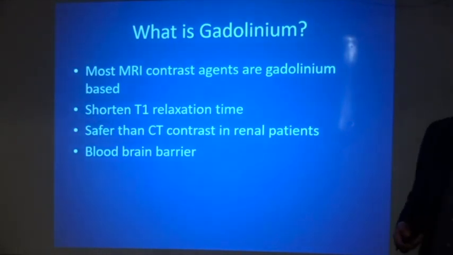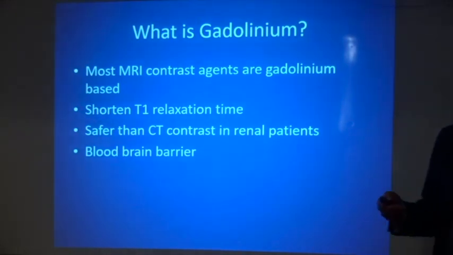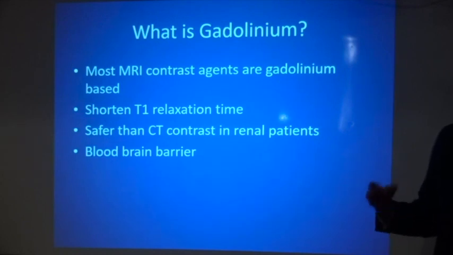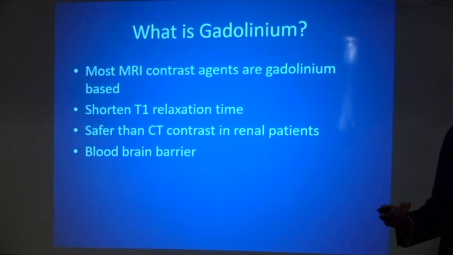So what is gadolinium? Most MRI contrast agents are gadolinium based. They shorten the T1 relaxation time. They're much safer than CT contrast in renal patients. And what they really do is they break through the blood-brain barrier if there is some pathology going on.